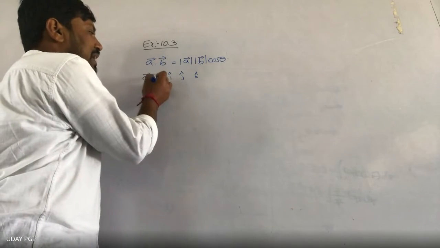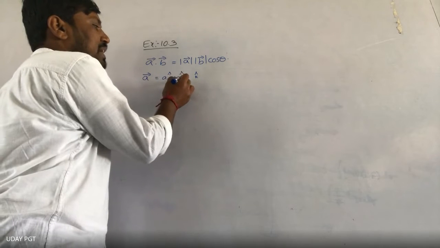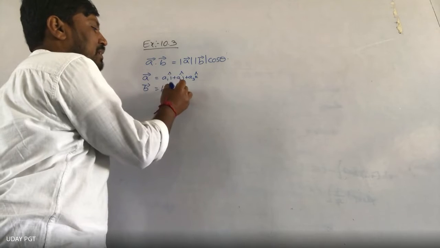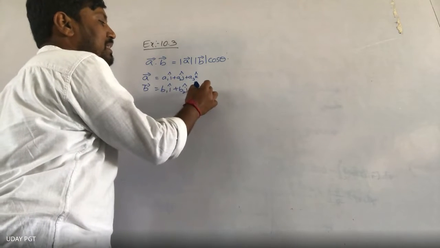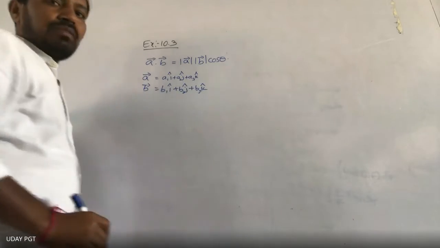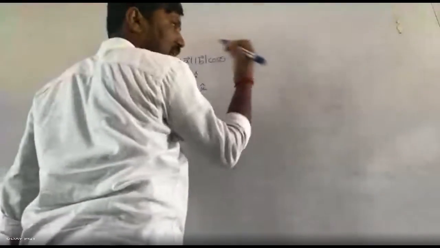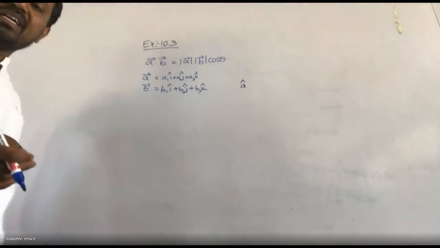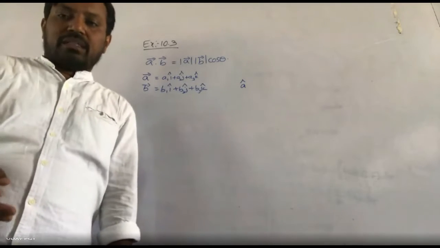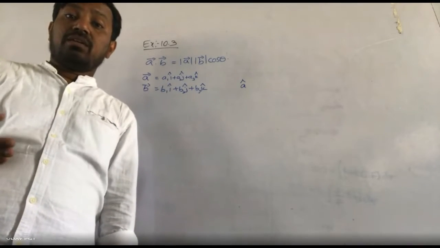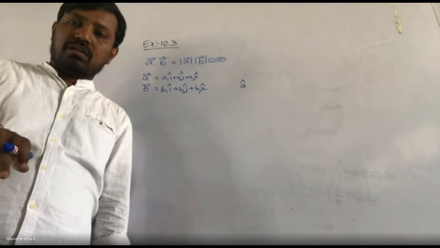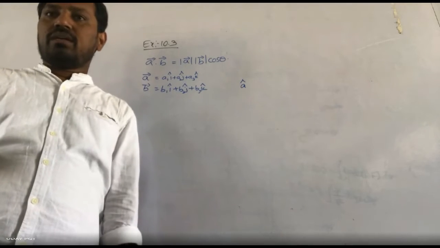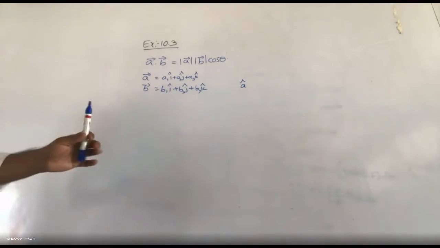Suppose vector A is written as A1 i plus A2 j plus A3 k, and vector B is written as B1 i plus B2 j plus B3 k. You need to remember this representation: if a vector is written with a cap, what is the meaning of that? It is a unit vector. A unit vector is nothing but a vector whose magnitude is equal to 1. Okay? Magnitude is equal to 1.